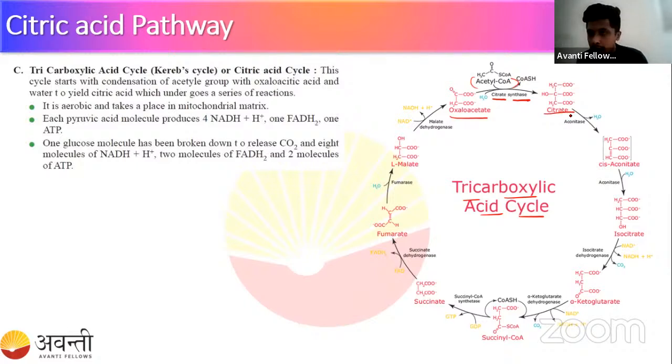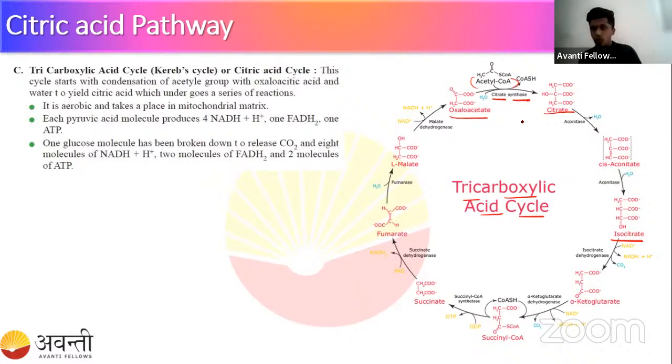Once we have the citrate, it is isomerized into isocitrate. There is an intermediate process where citrate is converted into cis-aconitate, and cis-aconitate is converted into isocitrate. But if you look at your textbook, the textbook says that citrate is converted into isocitrate. This is very clearly an isomerization reaction, where there is just rearrangement of the atoms present in your citrate structure.